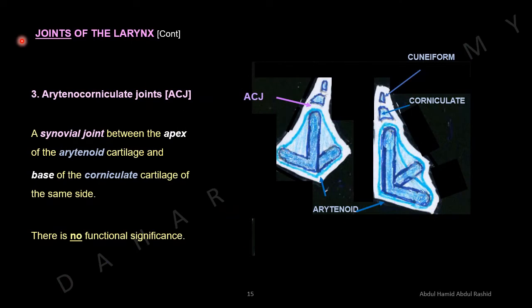Joints of the larynx, continuation. The third joints are the arytenocorniculate joints. It also is a synovial joint between the apex of the arytenoid cartilage and the base of the corniculate cartilage of the same side. There is no functional significance of this joint.